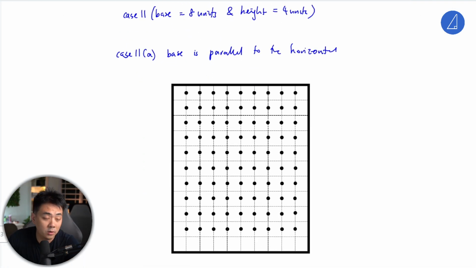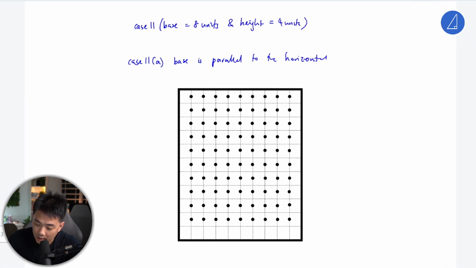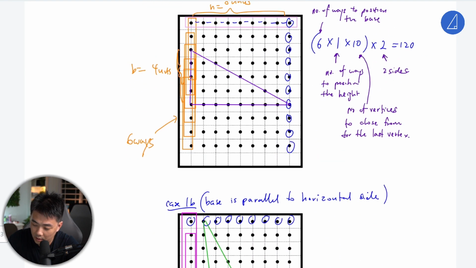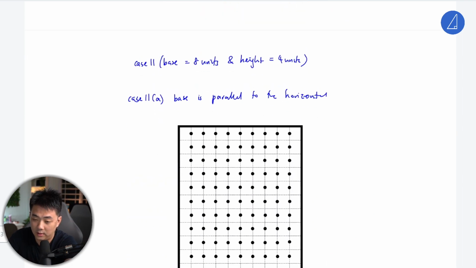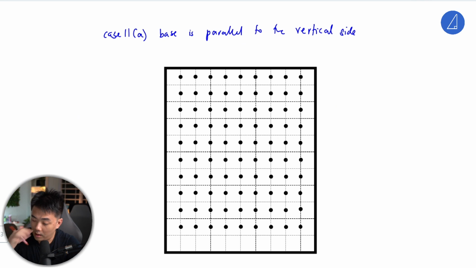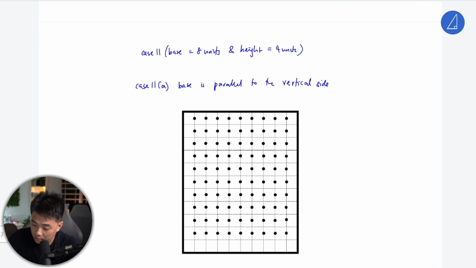For this case 2, we just need to be slightly careful. All right, I'll just explain. Essentially what we need to understand is the base now is 8 parallel to the horizontal. I did the vertical first, was it? Okay, I think I should just do the vertical one for case 2A. What we get is 8 units. We can have 2, 4, 6, 1, 2, 3, 4, 5, 6, 7, 8. So there are 2 choices for the base.